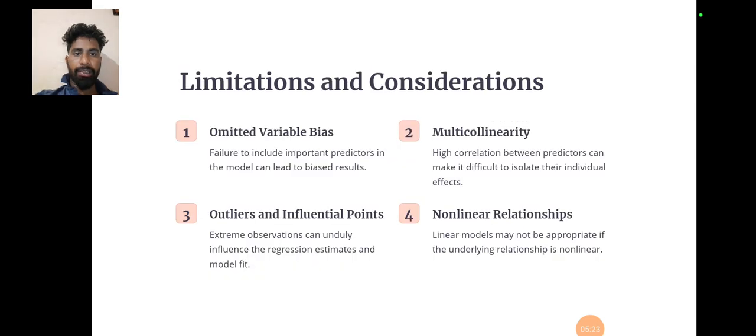Limitations and considerations. Omitted variable bias: failing to include important predictors in the model can lead to biased results. Multicollinearity: high correlation between predictors can make it difficult to isolate their individual effects. Outliers and influential points: extreme observations can unduly influence the regression estimates and model fit. Non-linear relationships: linear models may not be appropriate if the underlying relationship is non-linear.